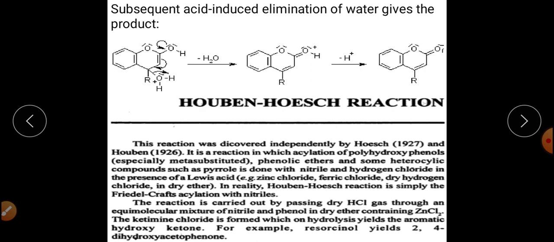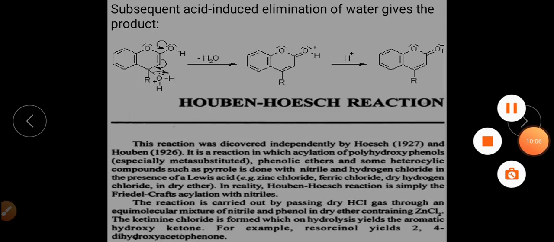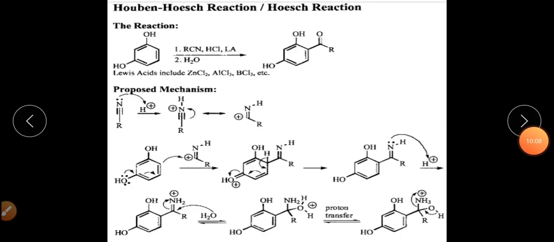basically we use polyhydroxy aromatic ring, and that ring is acylated. And how is that acylated? That is now acylated by using the nitriles in presence of HCl and maybe ZnCl2, or maybe any Lewis acid we can take.